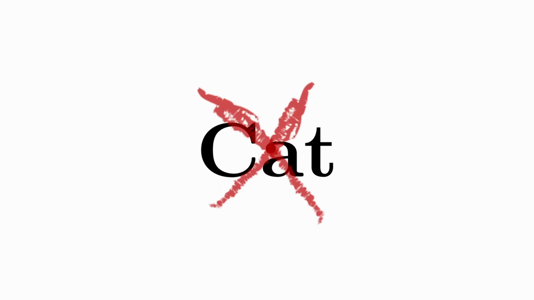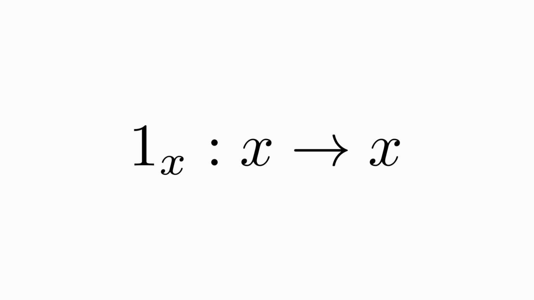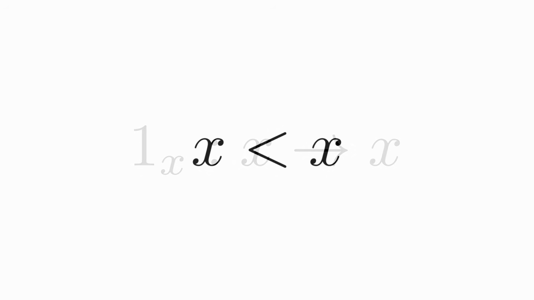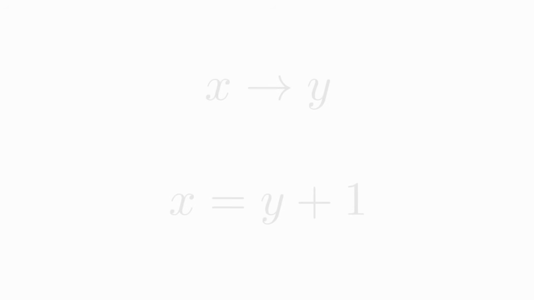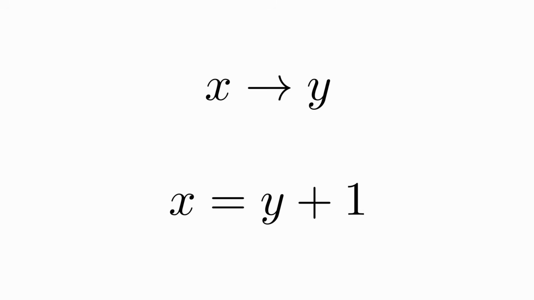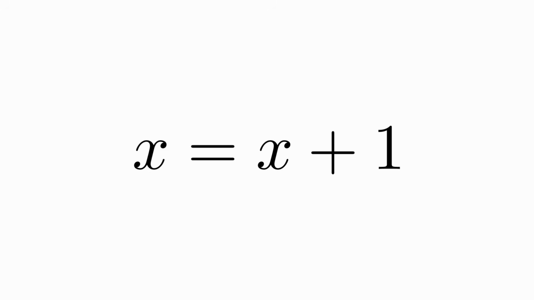At this point, it might help to consider a few constructions which aren't categories. What if we modify the last example to be real numbers with less than instead of less than or equal to? Well, then we can't have identities. We would need every number to be strictly less than itself, which of course isn't possible. So this isn't a category. What if we try to build a category where objects are numbers and there is a unique morphism from x to y if and only if x equals y plus 1? Again, identities don't work here. No number equals itself plus 1.